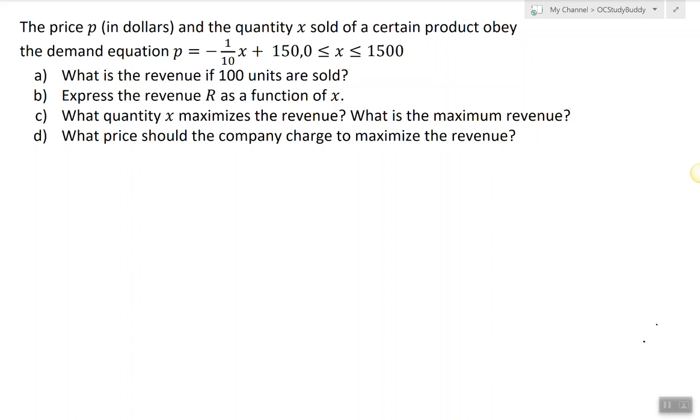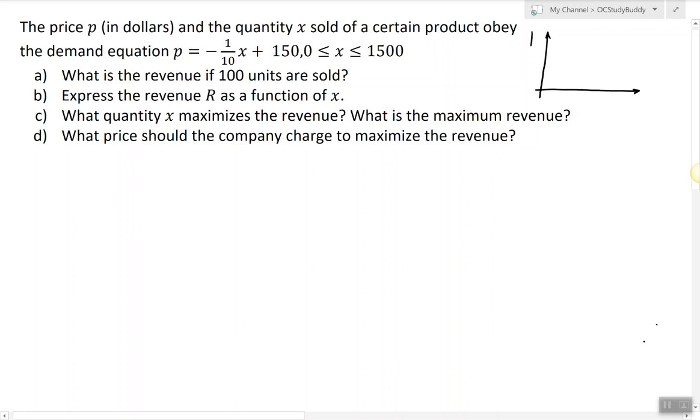In this video, I will show how to use the properties of a quadratic function to solve an applied math problem. So let's read the problem. A demand equation is given. So what is a demand equation? It's an equation that relates the price and the quantity sold.